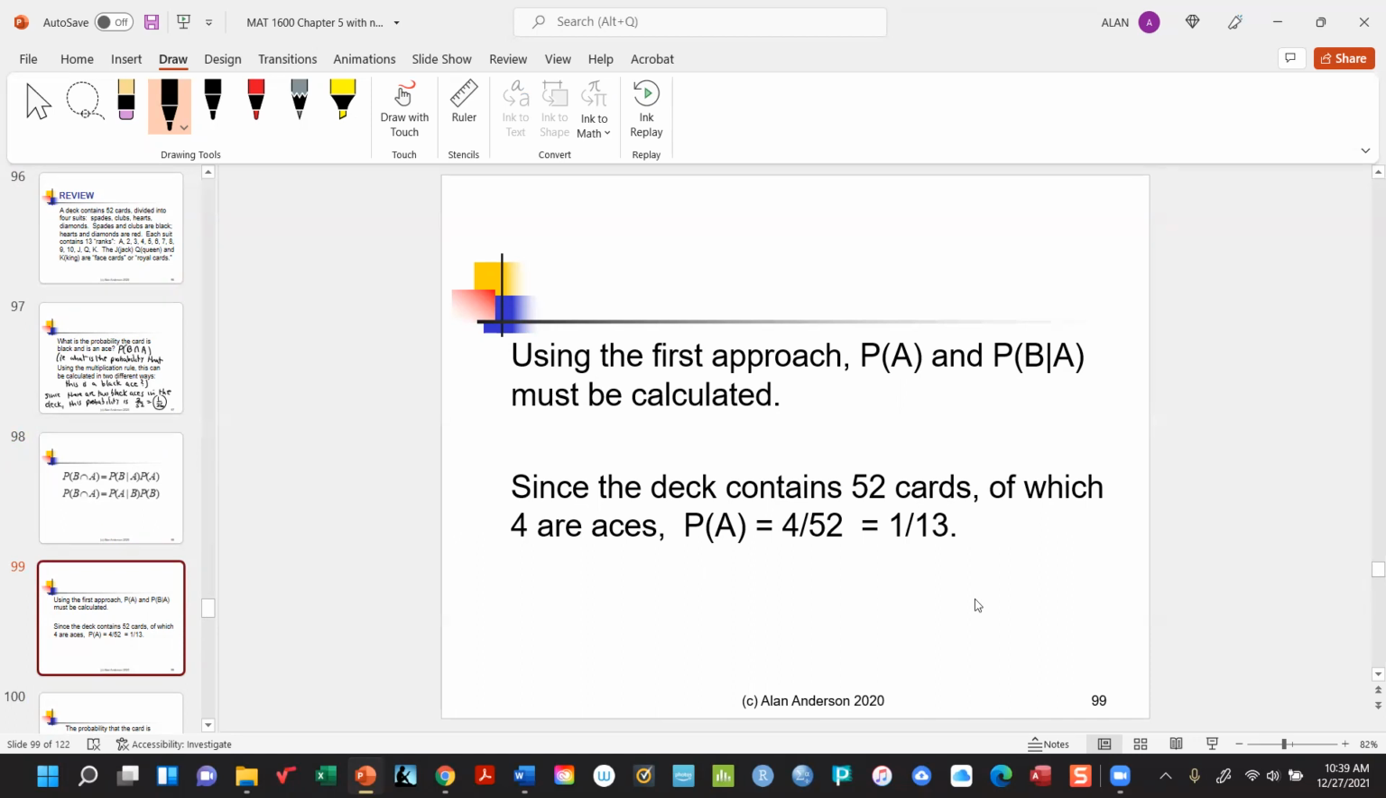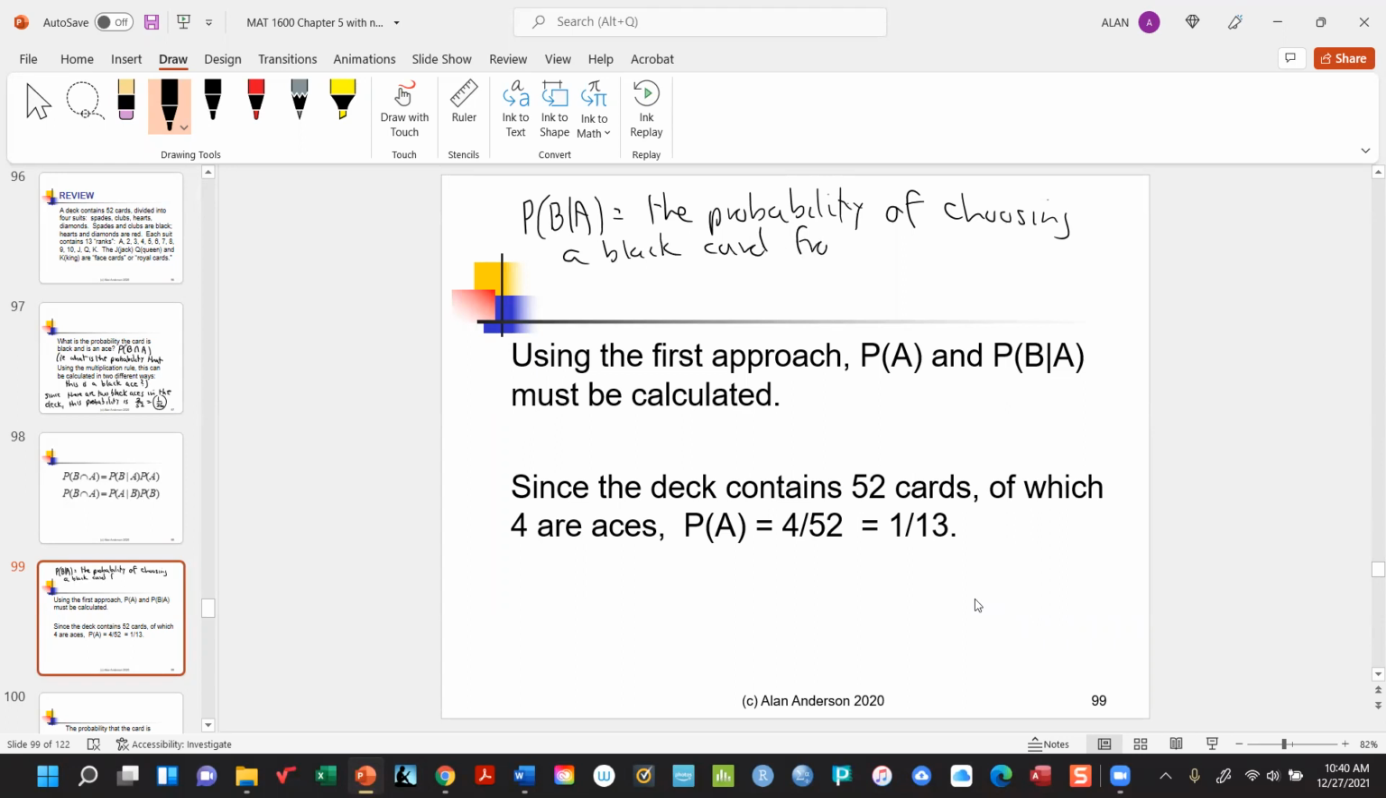This one is telling me the probability of choosing a black card from the aces in the deck. Not the entire deck, just the aces, because this A tells me that we know this is an ace. And now we know that there are four aces.